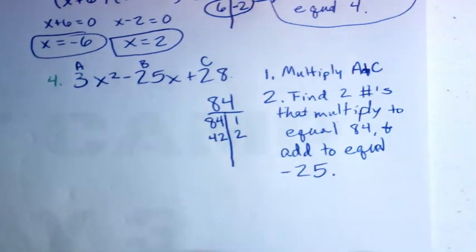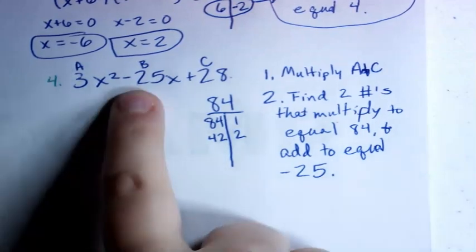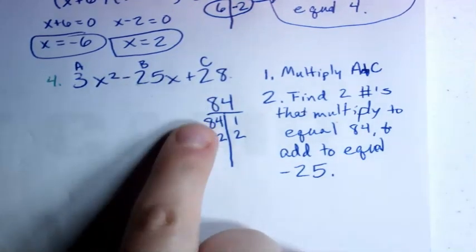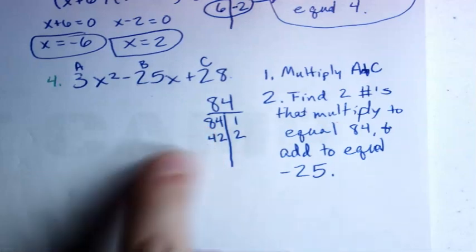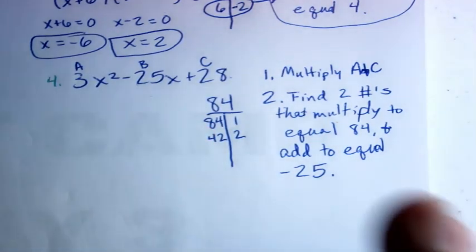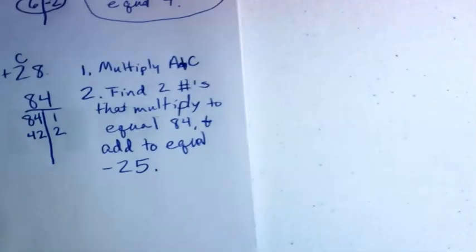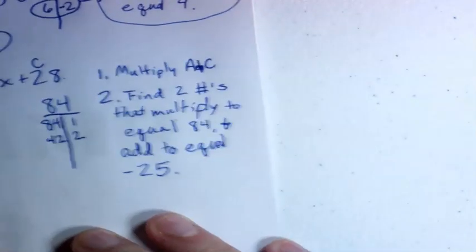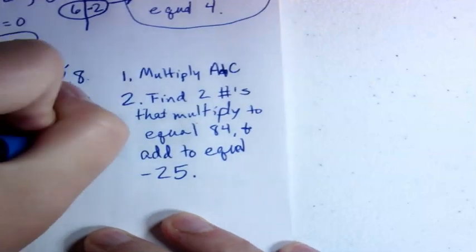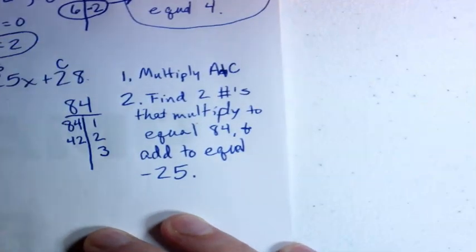And if you think about it, really we need both of these numbers to be negative because we need this to equal a negative 25. Well, I guess that's not necessarily the case. Yes, it is. Because to equal a negative, it has to multiply to equal the positive. Okay, I was right. 3 times 28?